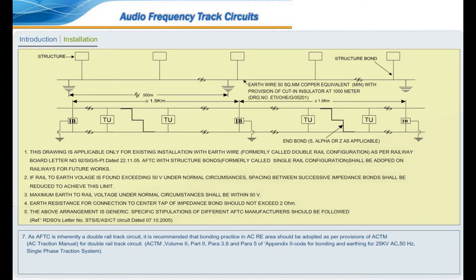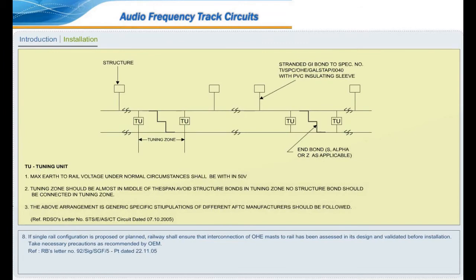ACTM Volume 2, Part 2, Para 3.8 and Para 5 of Appendix 2, code for bonding and earthing for 25 kilovolt AC 50 Hz single phase traction system. If single rail configuration is proposed or planned, railway shall ensure that interconnection of OHE mast to rail has been assessed in its design and validated before installation. Take necessary precautions as recommended by the original equipment manufacturer, OEM.